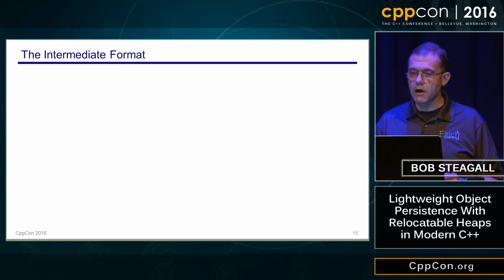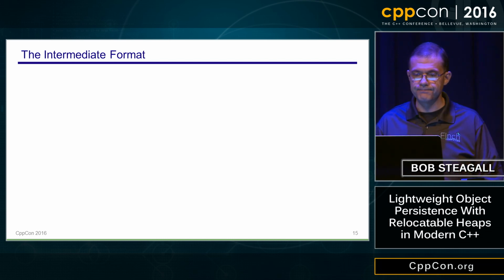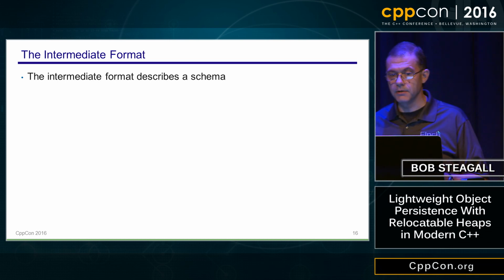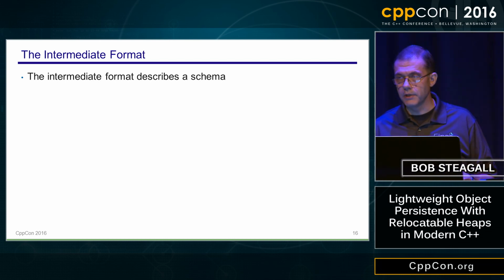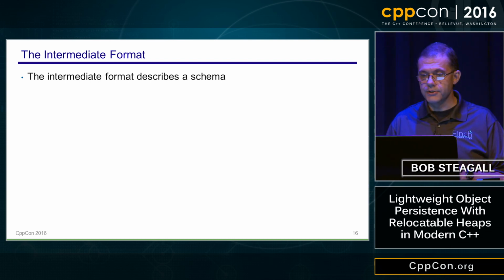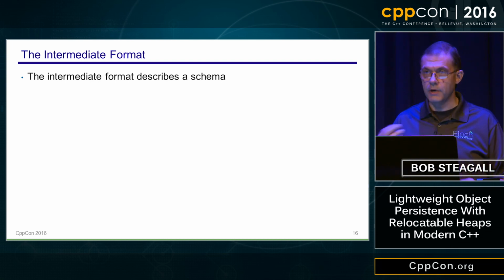So let's talk briefly in very general terms about the intermediate format, because I think there are some useful ideas here. First, whether implicitly or explicitly, the intermediate format describes a schema. And here I'm using the word schema in a very loose sense to mean the relationship between an object and other objects. For purposes of serialization, I think of two kinds of relationships: containment and reference. And usually it's the representation of a reference relationship that poses the tough problems.